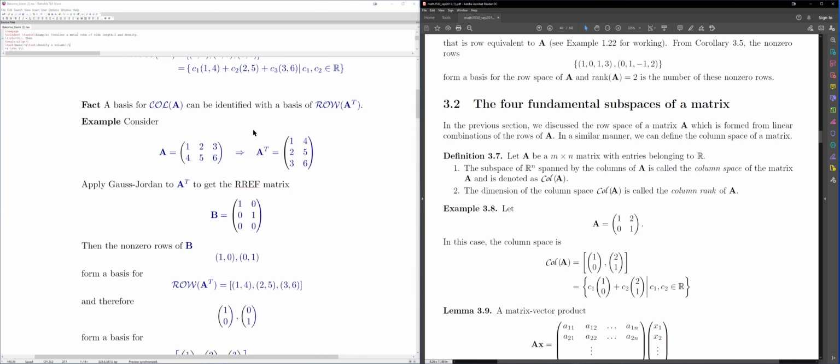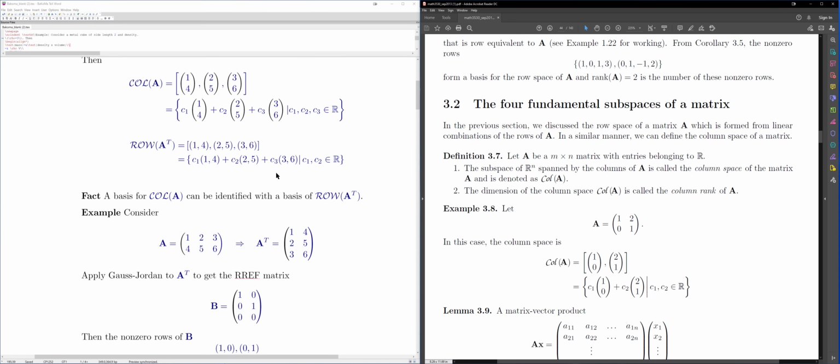Okay. Now that we know that the column space of A could be identified with the row space of A transpose, we could use that to get a basis for the column space of A. So how you're going to do it is, if you want a basis for the column space of A, you find a basis for the row space of A transpose. This would be row vectors, and all you do is take those row vectors and write them as column vectors, and that would give you a basis for the column space of A. So let's see how it works.